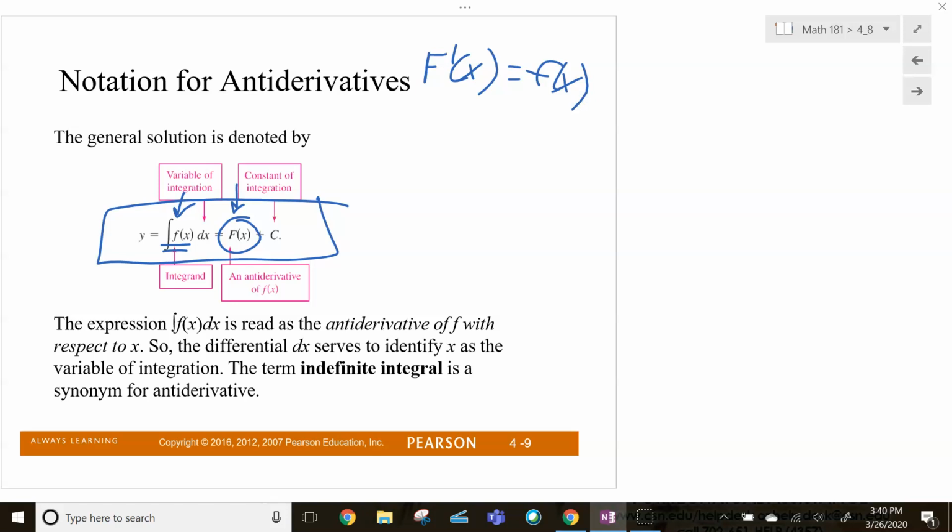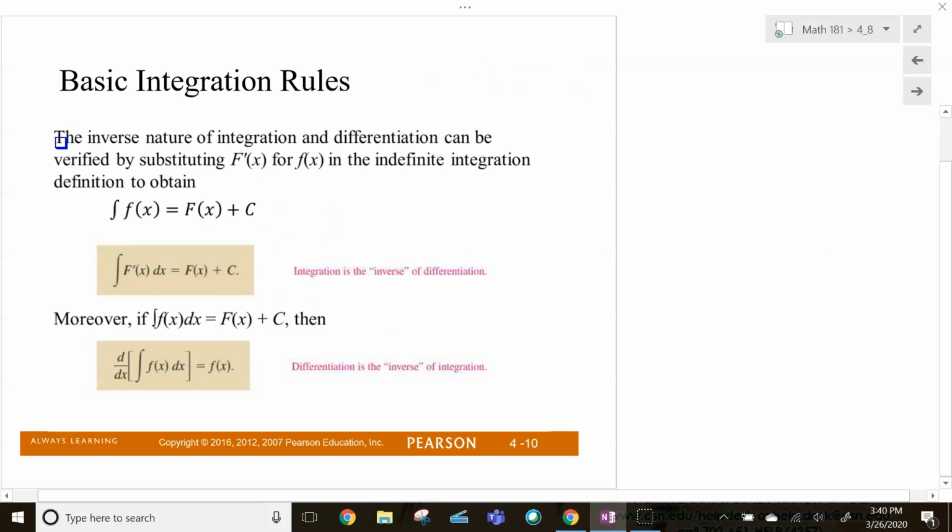And these are referred to as indefinite integrals because we don't know what the constant c is, again, unless they give us some more information. So here's some more basic integration rules. We know the antiderivative. This is expressing I've taken the antiderivative and I have the answer over here. So the antiderivative will undo a derivative, right?